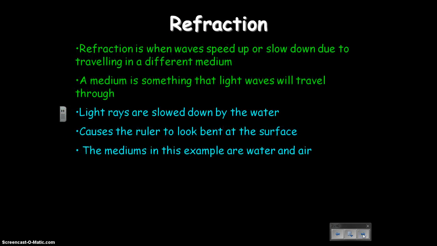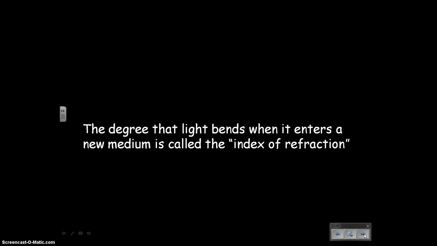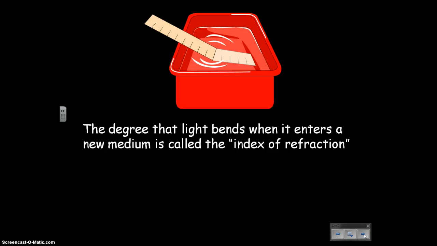Refraction. That's when waves speed up or slow down due to traveling in a different medium or source. A medium is something that light waves will travel through. Light rays are slowed down by the water, which causes the ruler to look bent at the surface. The mediums in this example are water and air. The degree that light bends when it enters a new medium is called the index of refraction. You're not really going to have to remember index of refraction, but it's good to know.